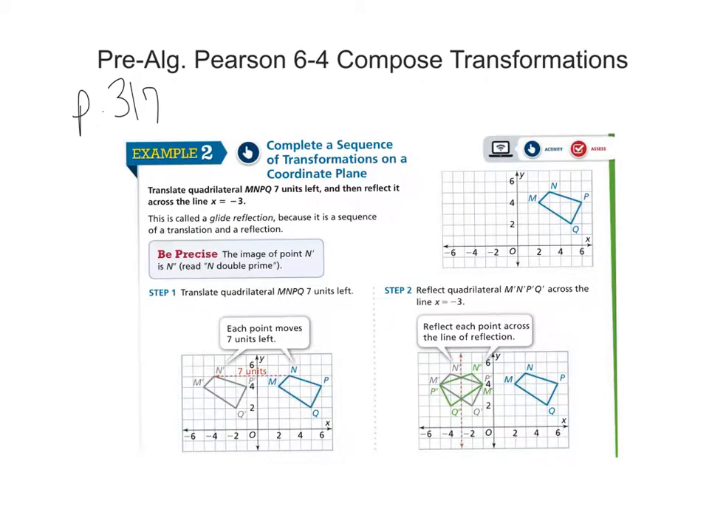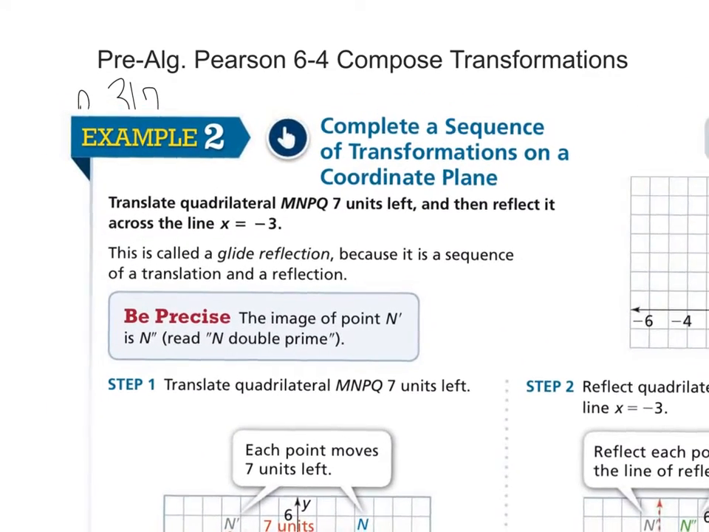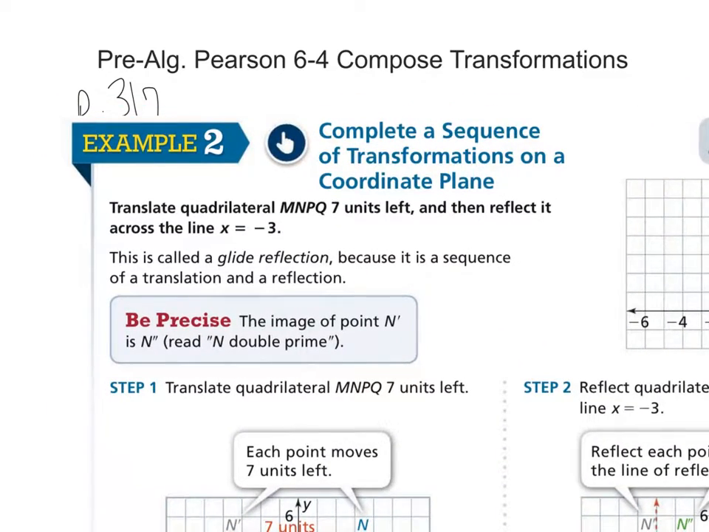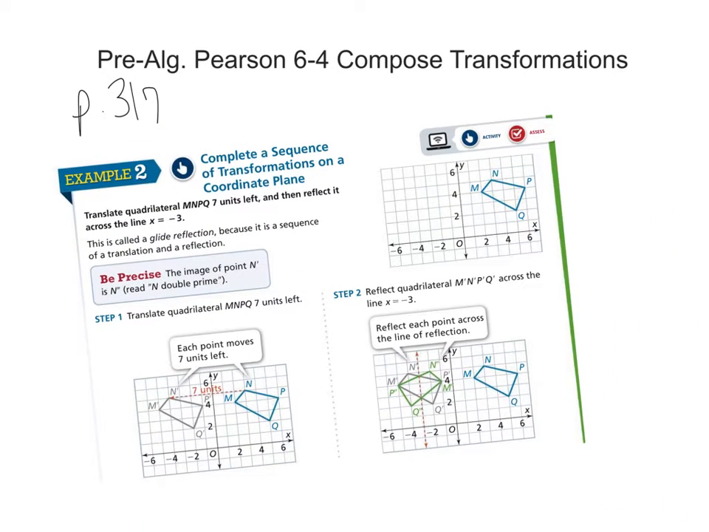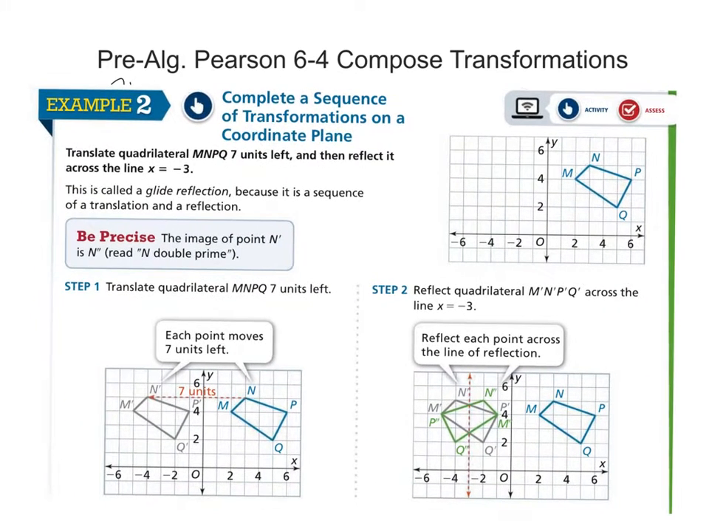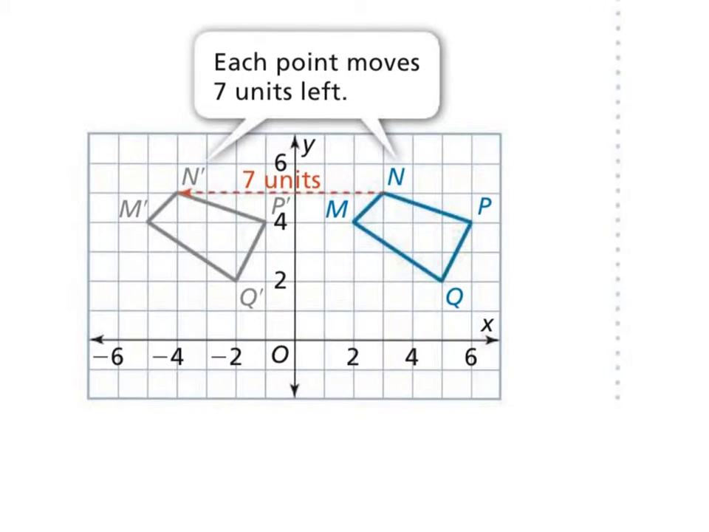Or they are going to tell us a couple of things to do, and we're going to do all of those things. So on example 2, they want us to translate the quadrilateral 7 units to the left and then reflect it across the line x equals -3. Like the book says, this is a glide reflection. We're not going to have a test question about what it's called. But first thing is we go 7 to the left.